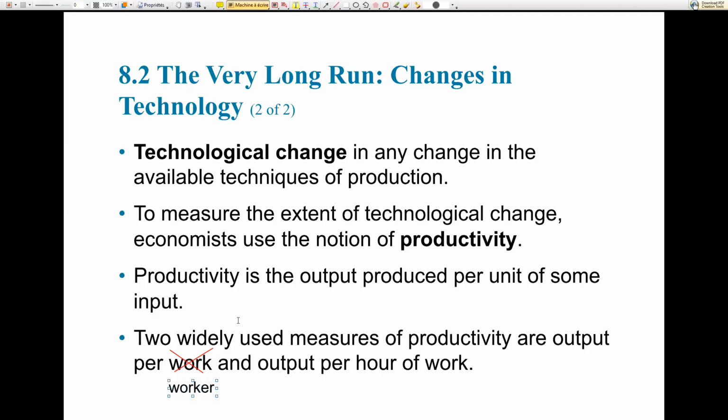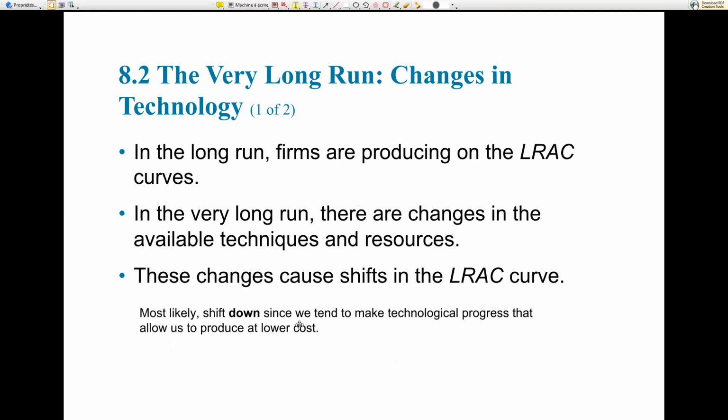In the last slide, you said most likely shift down since what? Since we tend to make technological progress that allows us to produce at lower cost. So if I invent a better battery, or let's say better anything, a better machine to extract aluminum, for instance, then I need fewer workers, and then I can produce my aluminum at a much lower cost than I could before.